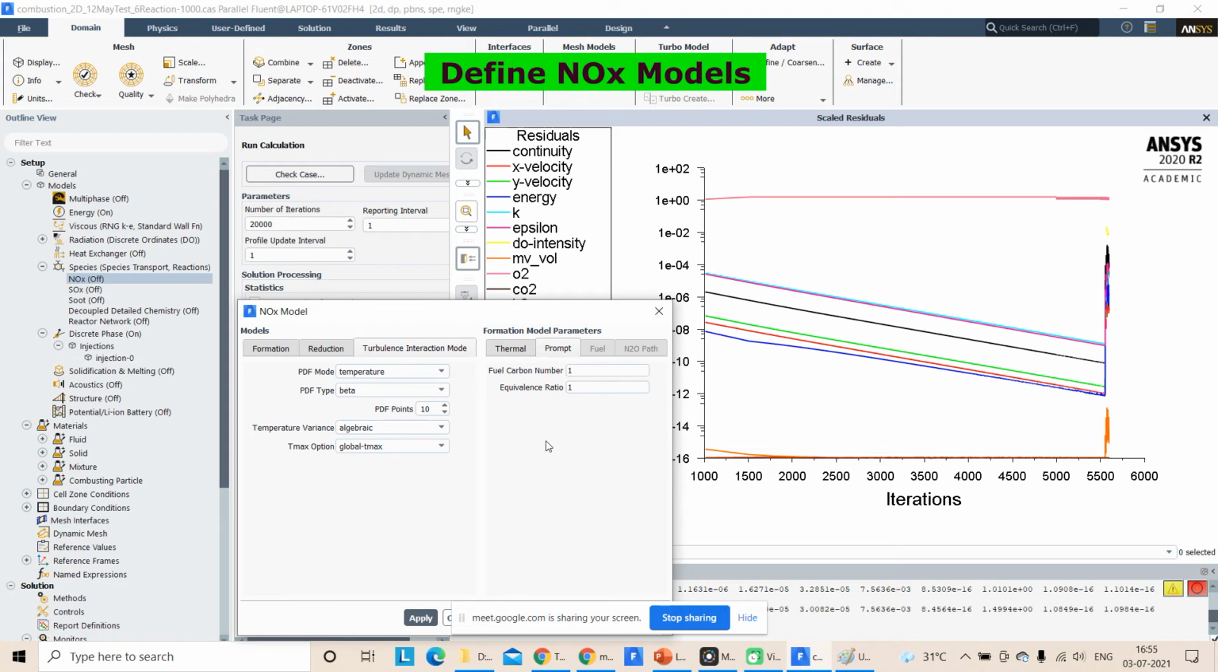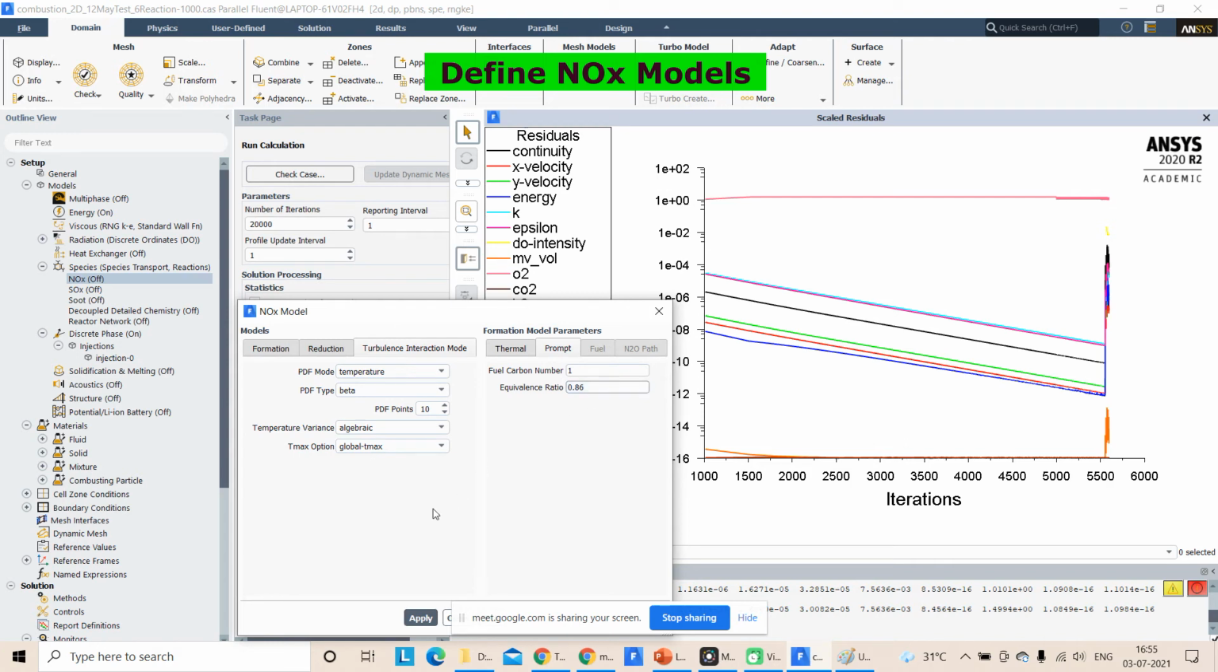Same thing, the prompt is there. Fuel carbon number is there. That means how much carbon is there per unit kg of fuel. That we can define here. Equivalence ratio: if the equivalence ratio is 0.86, does that mean it is a lean mixture or a rich mixture? If we give an equivalence ratio less than 1, it will be a lean mixture. At 1 it is stoichiometric, yes, 1 is stoichiometric. This is a lean mixture.